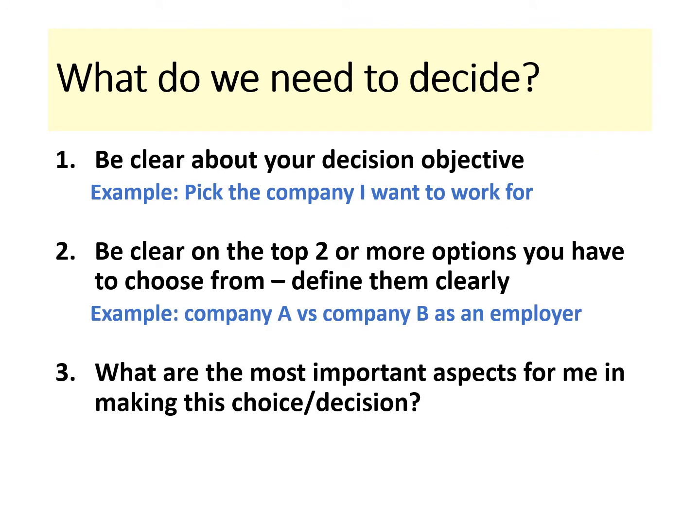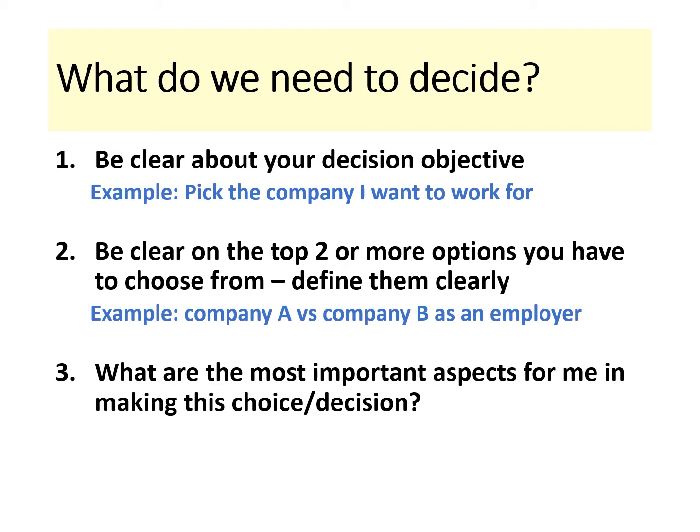So be clear about your decision objective. I'm going to give you an example. It's a guy called Jack, just an arbitrary guy. He has to pick a company he wants to work for. And you need to know what your options are for your decision. So in the case of Jack, he has to choose between company A and company B. Imagine they both have given him offers, and now he has to choose, and he doesn't know what to do.